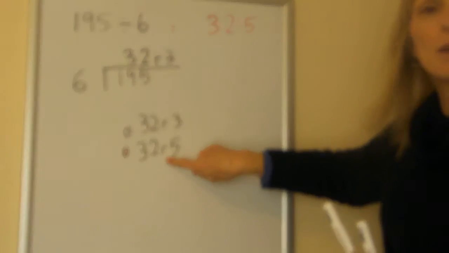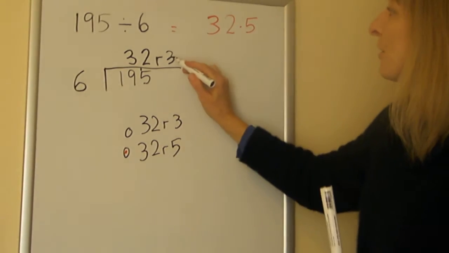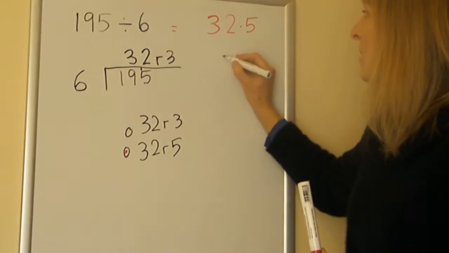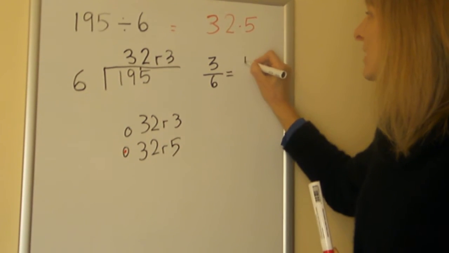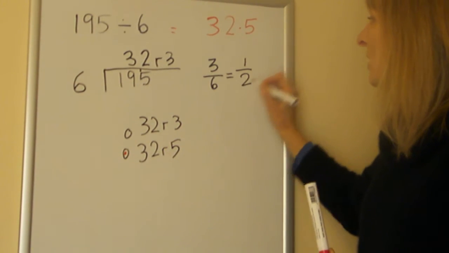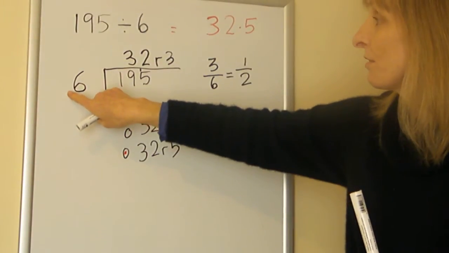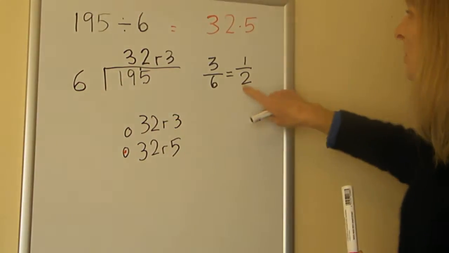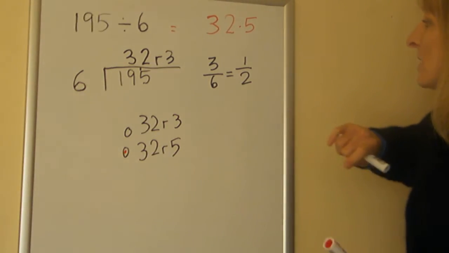0.5 doesn't mean the same as remainder 5. A remainder of 3 means there's 3 left to share amongst 6 people. So 3 shared amongst 6 means they could get a half each. So remainder of 3 is 3 shared amongst 6. That's really important, and that number could change, so that also changes, which means a half.